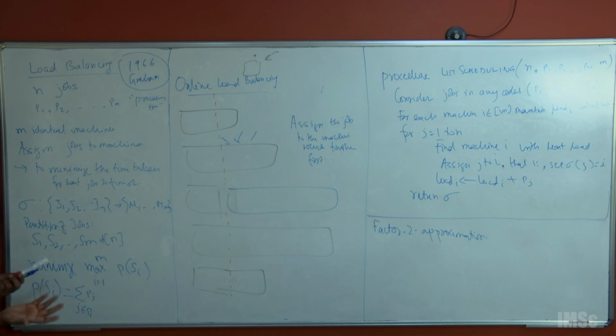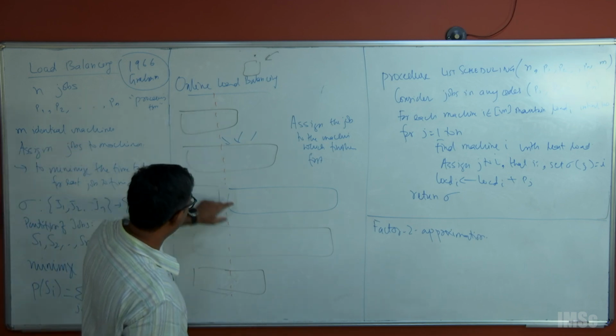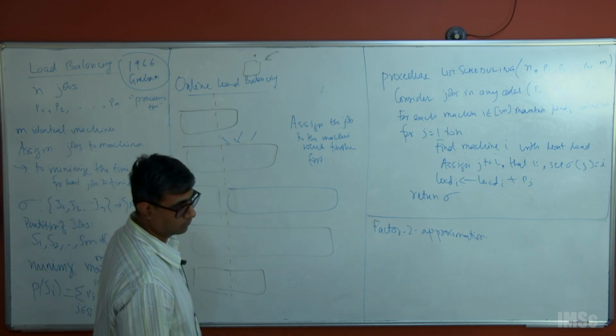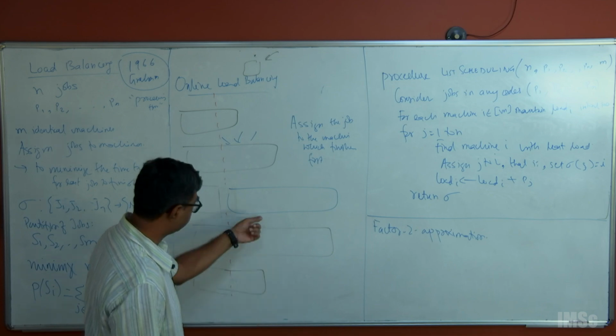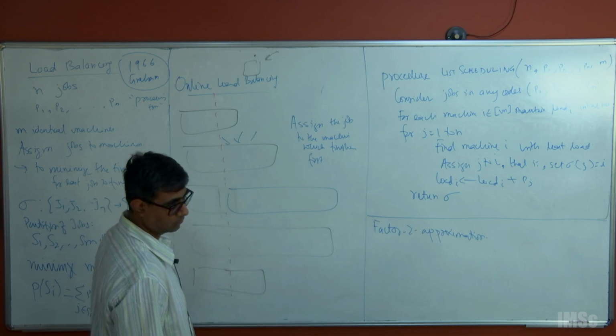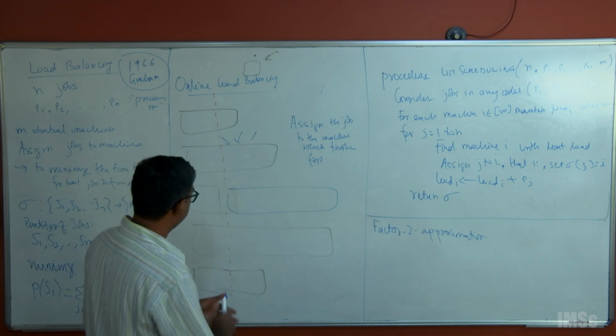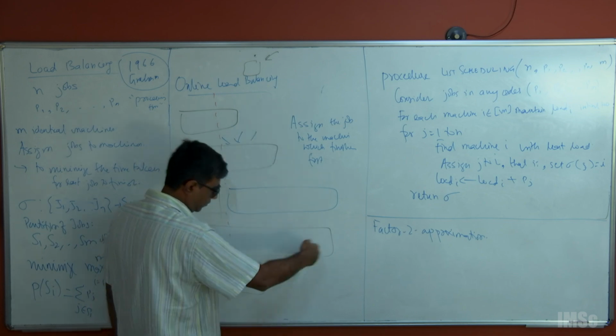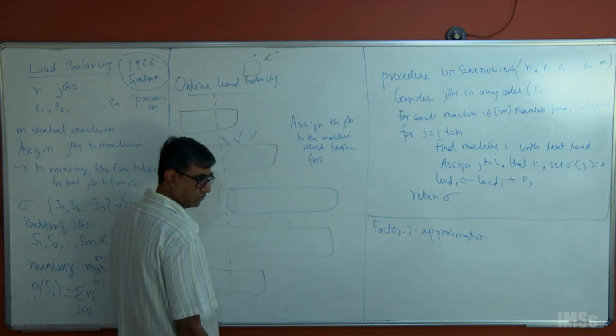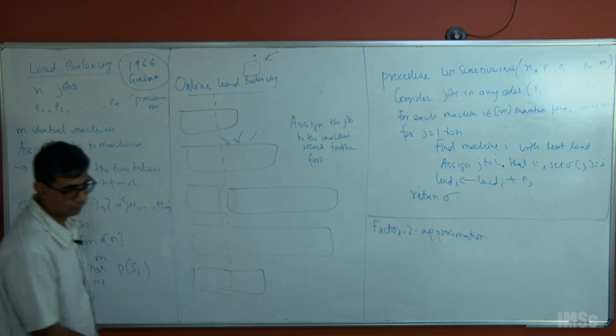If you write all the time, then how will you follow? Why did I assign this to this machine? What is the definition of why I assigned this? Because this machine has the least load. Yeah, it means every other machine is currently taking more time. That's it. That's all that I said.